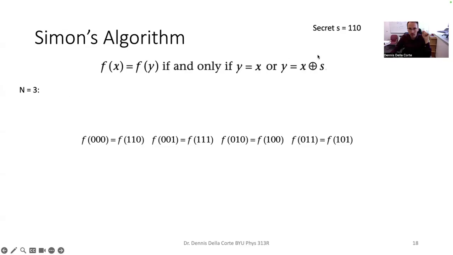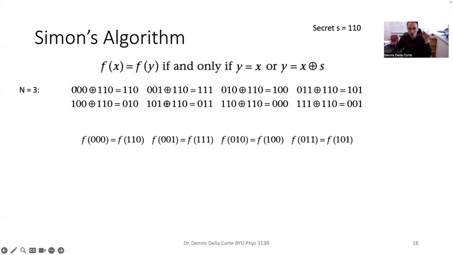If n equals 3 and we select the secret string 110, then we would say all possible values of x are, for n equals 3, three bits, 0, 0, 0, 0, 0, 1, 1, 0, 1, and so on. So these are the 8 possible bit values that you can have. And then we calculate what that bit value XOR the secret string is. And you see these 8 equations. What this says is that here these two functions are the same, right?